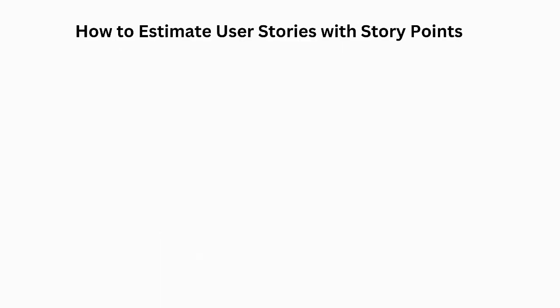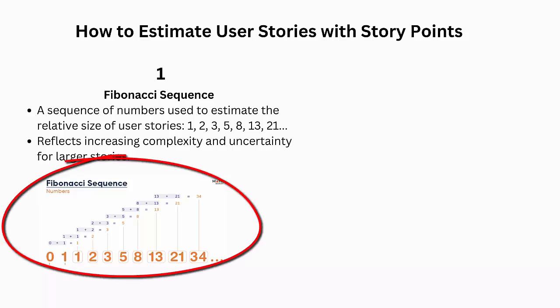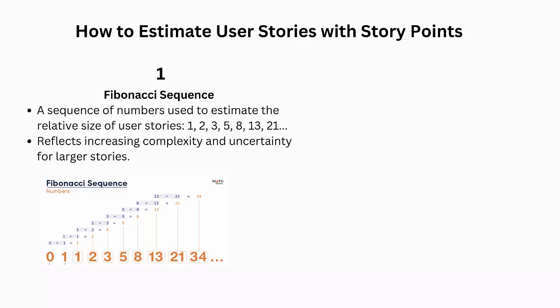Now let's discuss how to estimate user stories using story points. First, we use the Fibonacci sequence, a series of numbers where each value is the sum of the previous two, such as 1, 2, 3, 5, 8, and so on. The increasing gaps in the sequence reflect the growing uncertainty and complexity as story sizes get larger. For example, estimating a story as 8 points implies it's significantly more complex than a 3-point story.